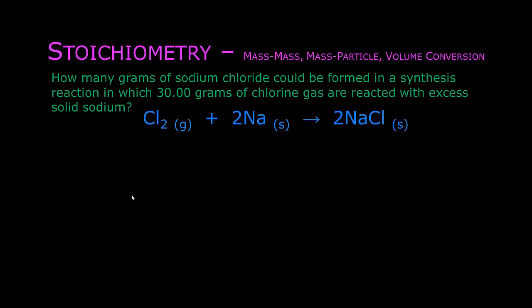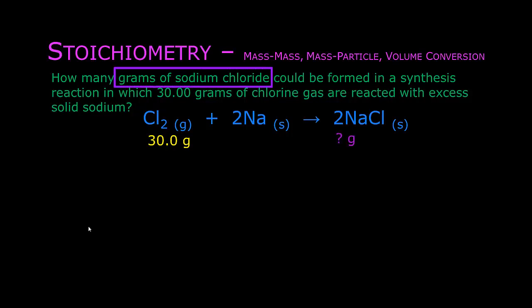Okay, so it says how many grams of sodium chloride could be formed in a synthesis reaction in which 30 grams of chlorine gas are reacted with excess sodium. So the first thing we're going to do is write down what we know. We know that there are 30 grams of chlorine gas, and we are going to write down what we're looking for. Well, we're looking for the amount of sodium chloride, the amount of grams that can be formed.